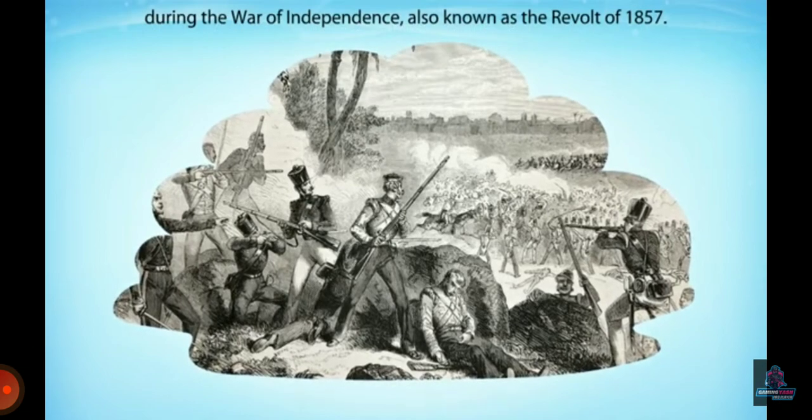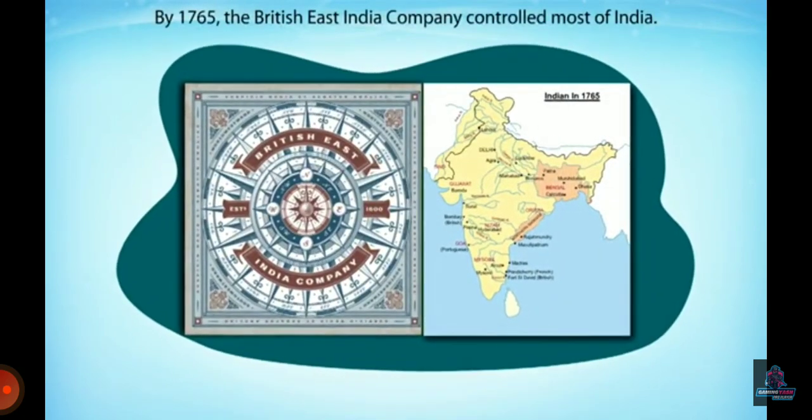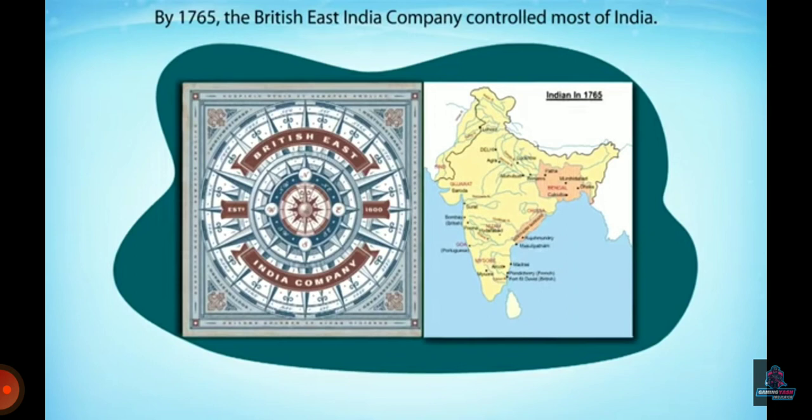The Revolt of 1857. By 1765, the British East India Company controlled most of India. The Britishers established a company in our India to import and manufacture their products in our country. They entered our country to survive themselves. After a few years, they started occupying our places. They started ruling our people. They established the East India Company in our country in the year 1765. Before establishing it, they occupied the places and controlled the people of India.